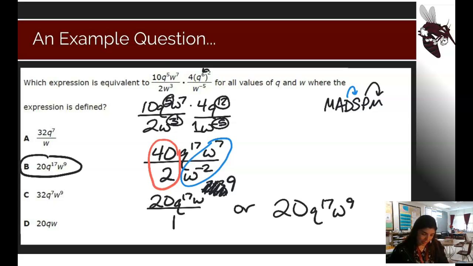answer choice B. With most of these questions, if you focus on getting the coefficients correct, you can eliminate half the answers. If you notice, A and C had the wrong coefficient. They didn't do 10 times 4, 40 divided by 2 to make 20. Okay, take them piece by piece. This is a complicated example, but all of the rules combine together to simplify it down. These are the same expressions, just written in different ways.